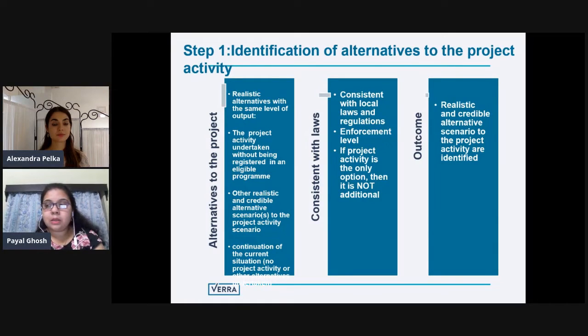However, there is a statement of the level of enforcement. If the project proponent can state that yes, there are mandatory laws and regulations, but the level of enforcement is negligible or very little, and hence it is more of a common practice that these laws and regulations are not abided by, then these projects are also eligible. And of course, after running through step one, if the project activity is the only option, then it is clearly not additional. The outcome would be that after step one, you would come up with three or four options which provide realistic and credible alternative scenarios to the project activity.